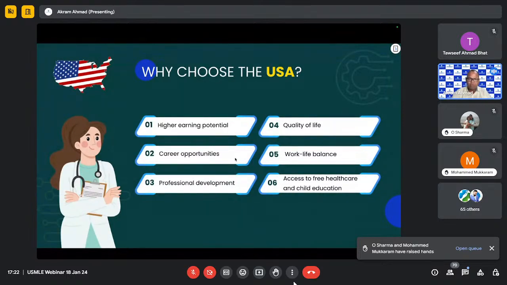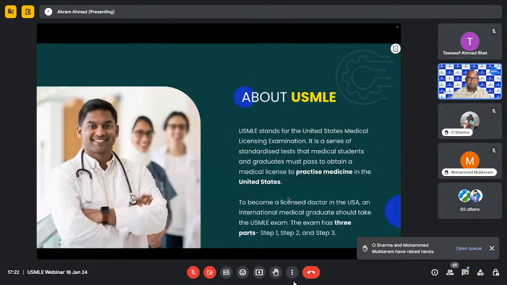Career opportunities: a lot. There is a shortage of doctors, and there is professional development. If you want to do any short course, any research, or attend any workshop, you have a lot of time, and you are highly encouraged to get involved in other things as well. So these are basically the advantages of migrating to the US.